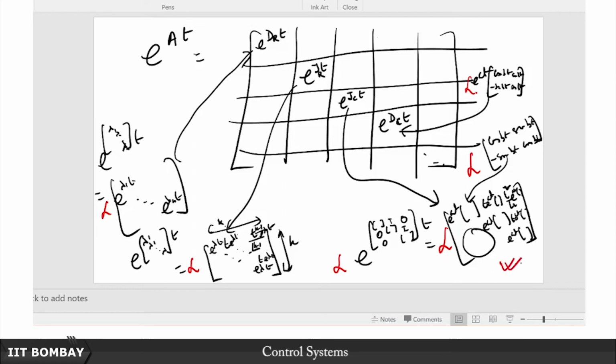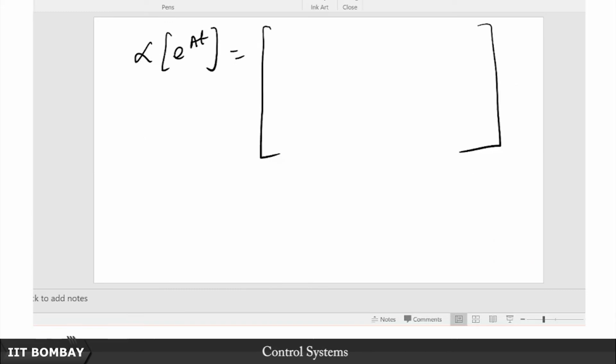So this is one category, this is one category, this is one category, and what else? Yeah, this is another category. So these 4 types of blocks are what we encounter, right? Real diagonal, repeated. So we are going to come up with this. Now let us see what happens.